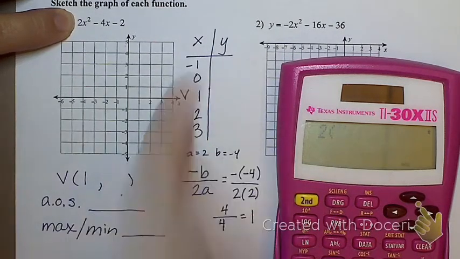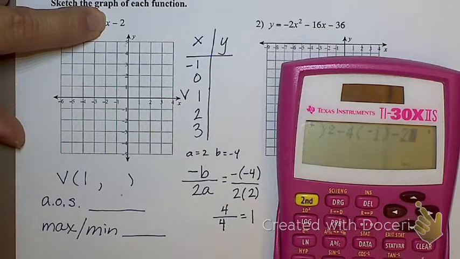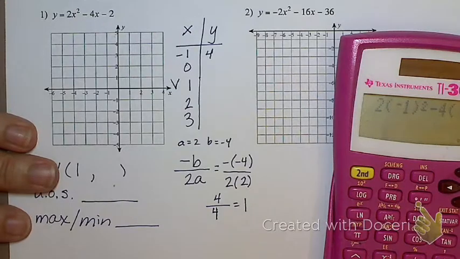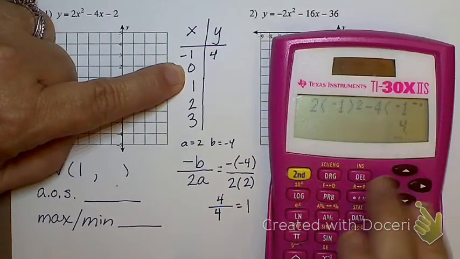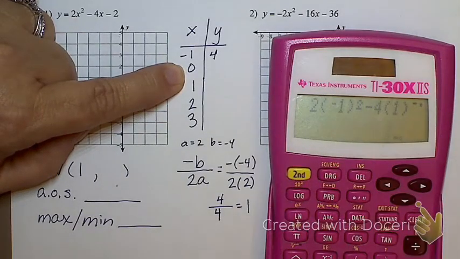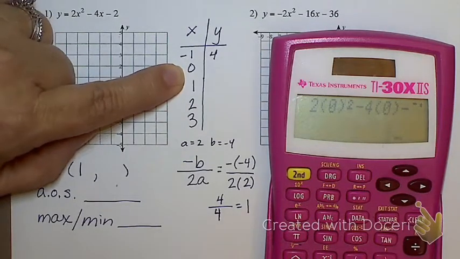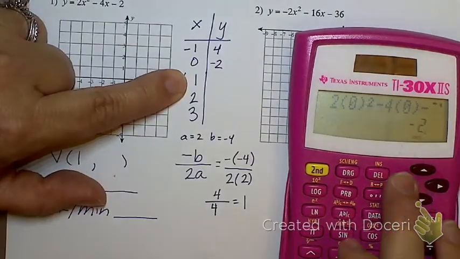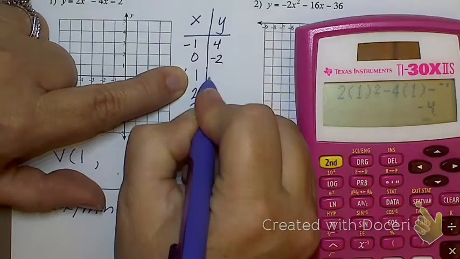Right? Okay. 2, and then I'm going to do parentheses. I'm plugging in negative 1 as my first value, so negative 1 squared minus 4 times negative 1 minus 2, and I get a value of 4. Now I want to go back, and I don't want to retype it all in because I want to save myself some time. I want to change all those negative 1s to what? Zeros. So I need to delete the negative sign and change it to a 0, and I get negative 2. Now I want to change those zeros to what? 1s, and I get negative 4.